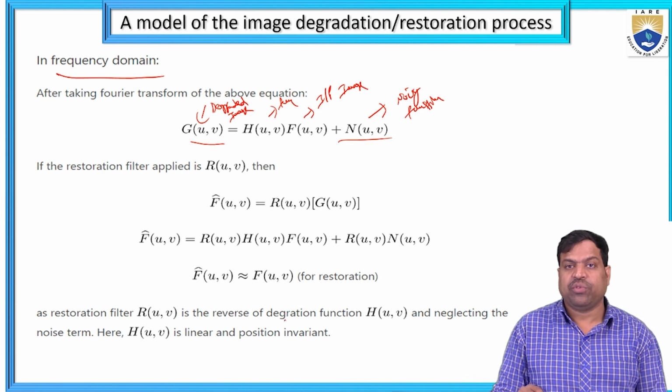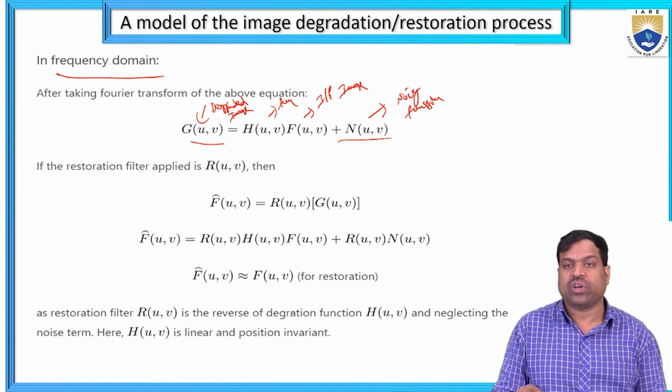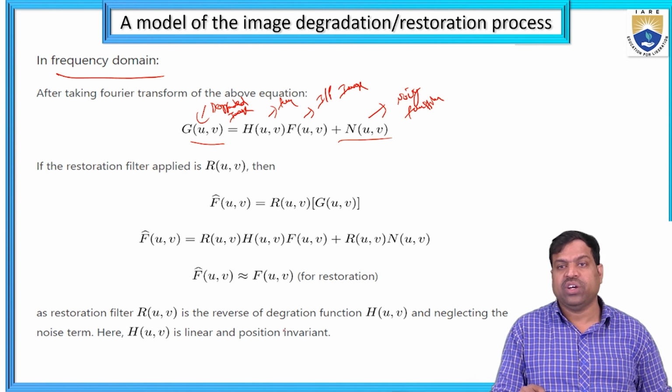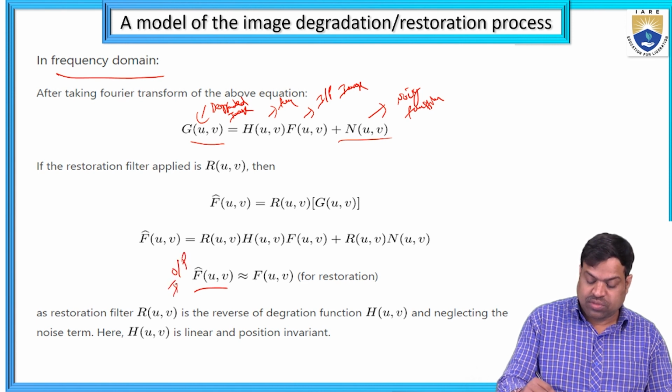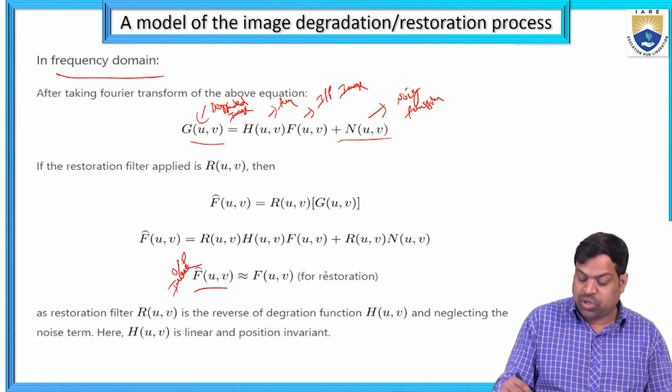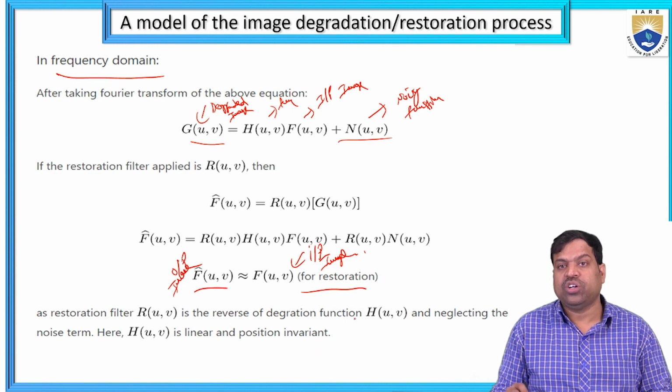So F dash of u, v, the output function, is also called the restored image, the restoration function of the image, that is F dash of u, v equal to capital R of u, v into capital H of u, v into capital F of u, v plus R of u, v into N of u, v. So finally what it means? F dash of u, v equal to F of u, v. So the output image equals the input image. It is also called the restored image.